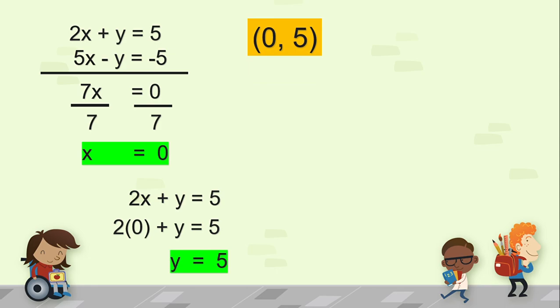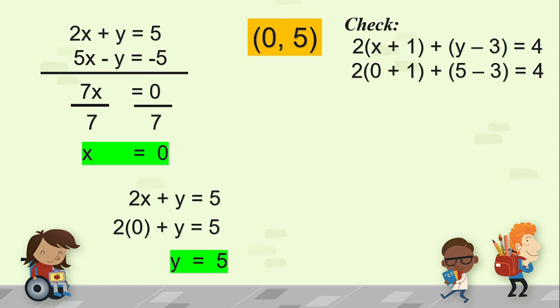Now, let's check if our solution 0 and 5 is correct. Let's substitute 0 for x and 5 for y in equations 1 and 2. So for our first equation, we have 2 times the quantity of x plus 1, plus y minus 3 is equal to 4. Then let's substitute the value of our x and y. So we will have 2 times the quantity of 0, which is the value of our x, plus 1, plus 5, which is the value of our y, minus 3 is equal to 4.